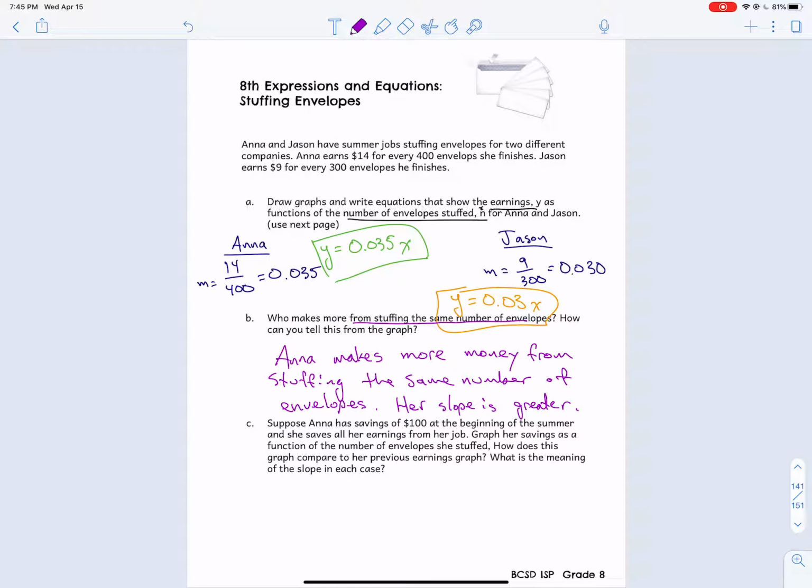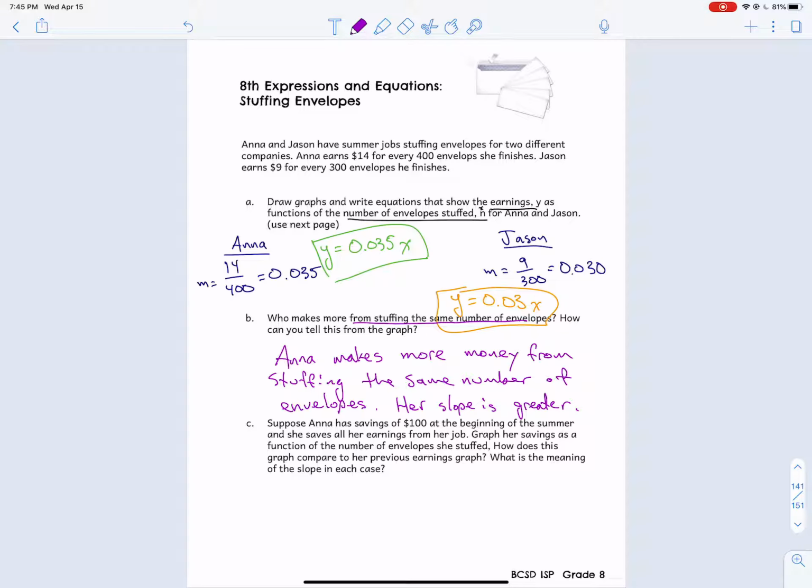Okay, the last one. Suppose Anna has savings of $100 at the beginning of the summer, and she saves all her earnings from her job. Graph her savings as a function of the number of envelopes she stuffed. How does this graph compare to the previous ones? Okay, so she's still making the same amount for her job, but she started off with 100. So what is that going to do? That's just going to add a y-intercept.